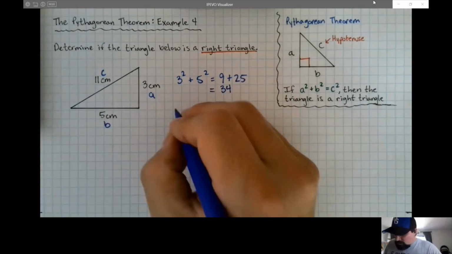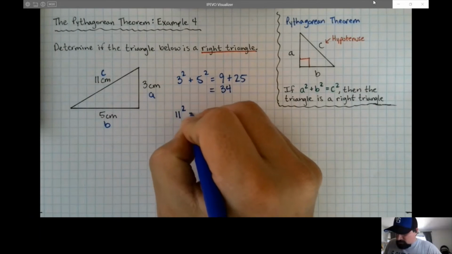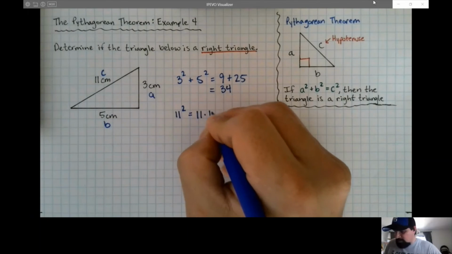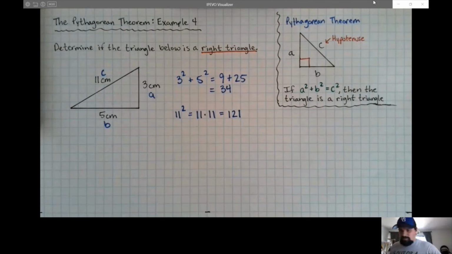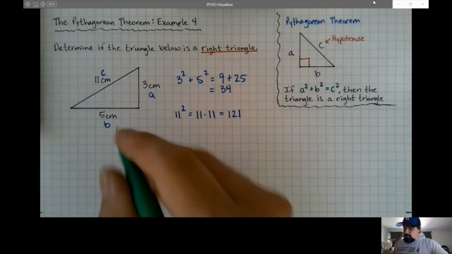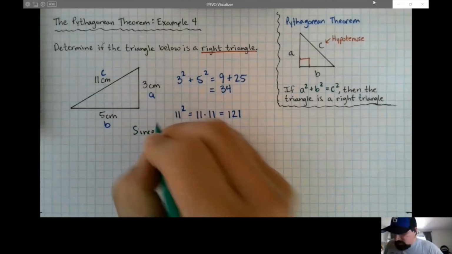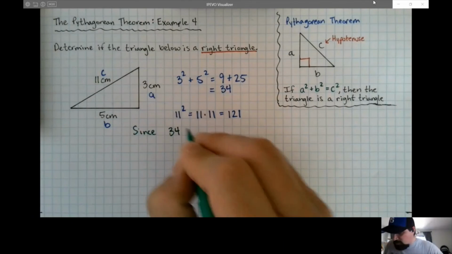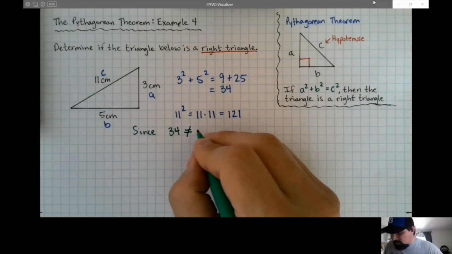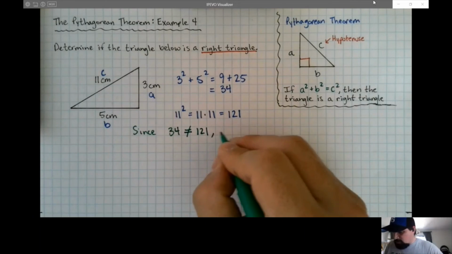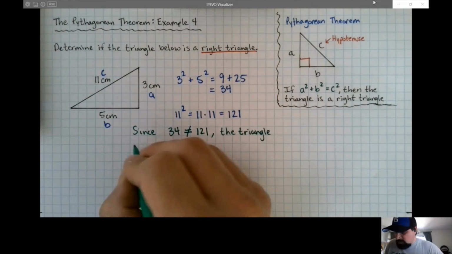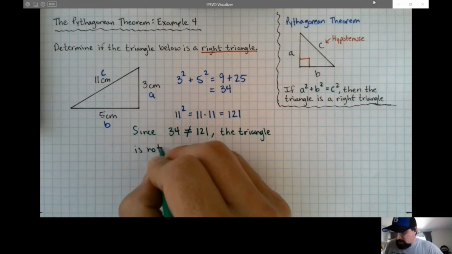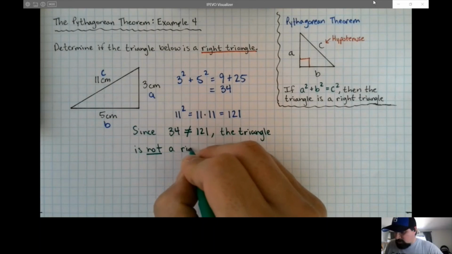The other side, c squared, is going to be 11 squared, which is 11 times 11. That equals 121. This is not going to work out. Since 34 does not equal 121, the triangle is not a right triangle.